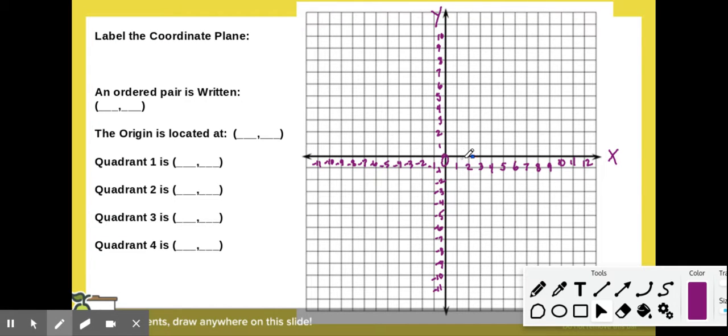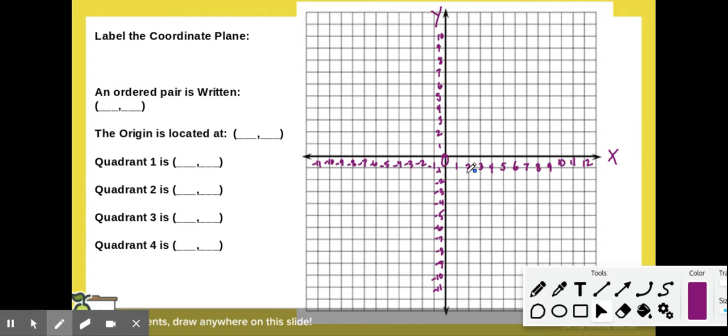On a horizontal number line, the positive numbers go to the right of 0. 0 is where the x and the y axis cross. To the left of 0 is all of my negative numbers. On my y-axis, I count up from 0, where I cross the x-axis, and those are all of my positive numbers. And then I count down from 0 on my y-axis, those are my negative numbers. And that's how we first started out labeling our coordinate plane.